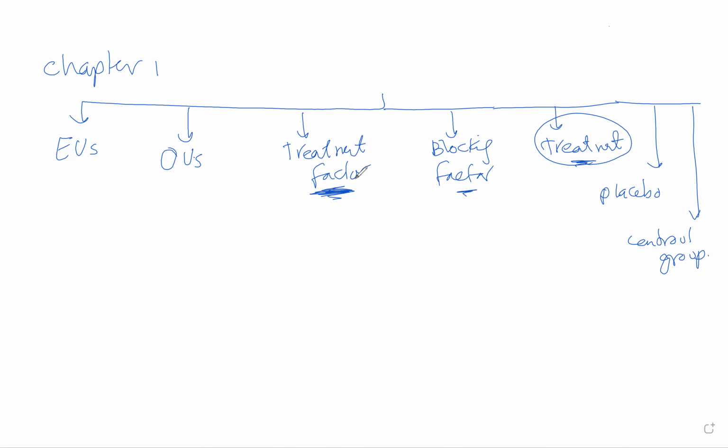So if you have one treatment factor, the number of treatments is the number of levels of this treatment factor. But if you have two treatment factors, one of them has 2 levels and one has 3 levels, so the number of combinations, 2 times 3, is 6 treatments. So the number of treatments is the number of combinations if you have more than one treatment factor.